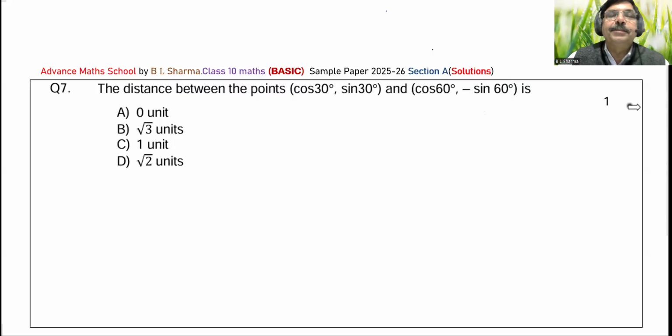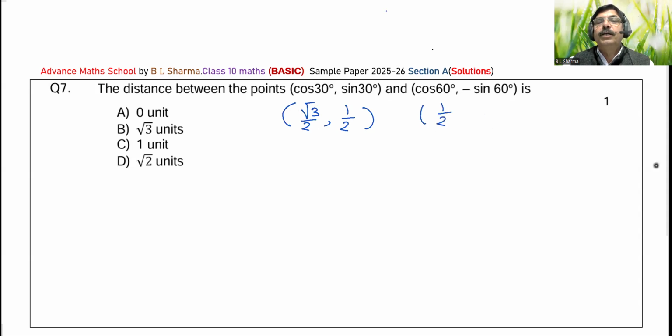Very interesting question. The distance between the 2 points, this and this, is what? We know the distance formula is given by square root of x2 minus x1 whole square plus y2 minus y1 whole square, where x1, y1, x2, y2 are the coordinates of the two different points. First of all, here we have to put the value of cos 30, that is root 3 by 2, comma sin 30 is 1 by 2. And cos 60 is 1 by 2, and minus as it is, sin 60 is root 3 by 2.